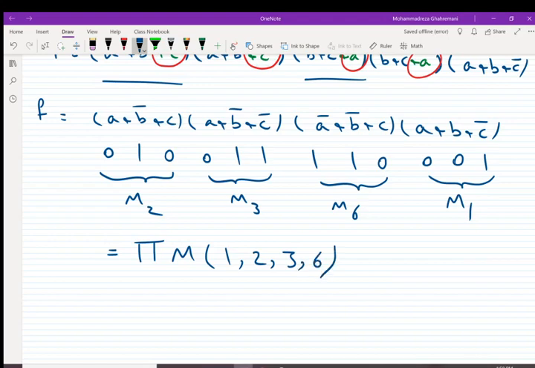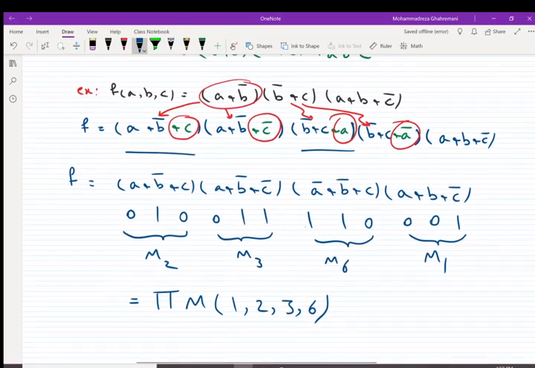So we had a non-canonical form of the function, but we converted it to canonical, and then we wrote it in the form of maxterms. Okay, in the next lecture we will talk about some other gates and methods.